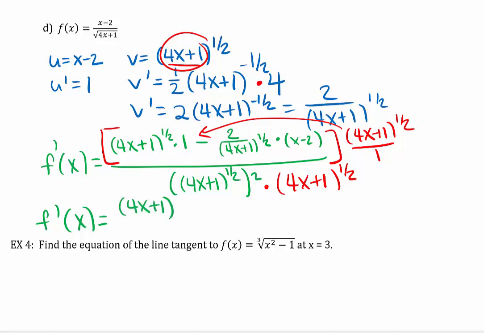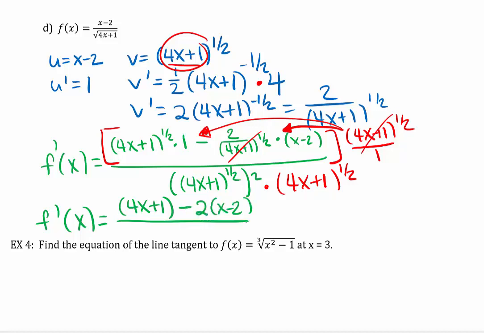Another way of thinking about it is you could add the exponents. 1/2 plus 1/2 is 1, so you get 4x+1. Now if we take that LCD times the second term, the (4x+1)^(1/2) cancels with that LCD, and all I'm left with is the minus 2x minus 2.